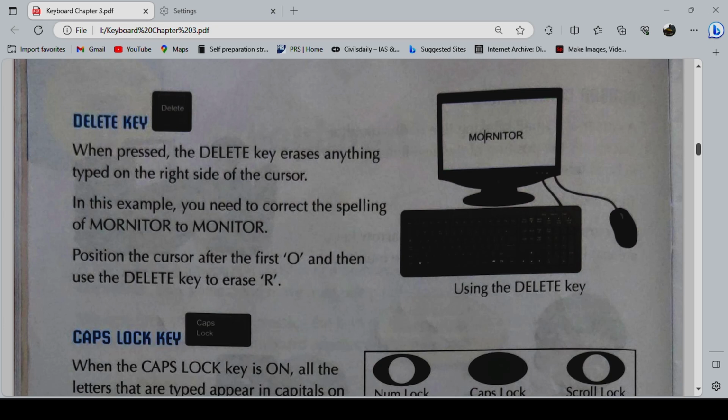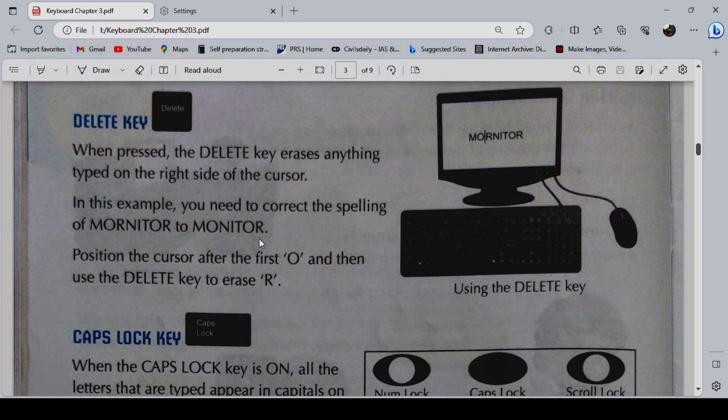Okay, you got the concept of the backspace key and delete key. In this example, you need to correct the spelling of monitor. We have already done that. Position the cursor after the first O and then use the delete key to erase R. We have done exactly the same as this book tells us.